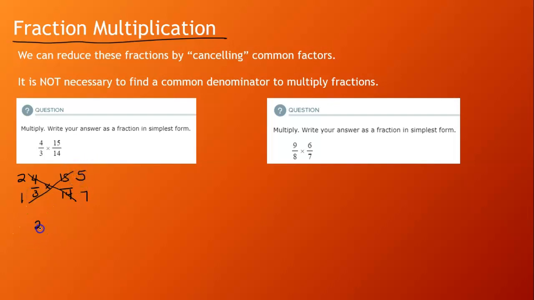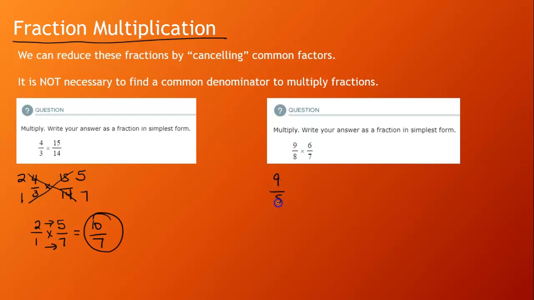You don't have to rewrite this, but I want to show you what's happening. What we're left with is 2 over 1 times 5 over 7. And we're ready to multiply straight across, and we get 10 over 7. It is not necessary to turn this into a mixed number. You can leave it as an improper fraction.